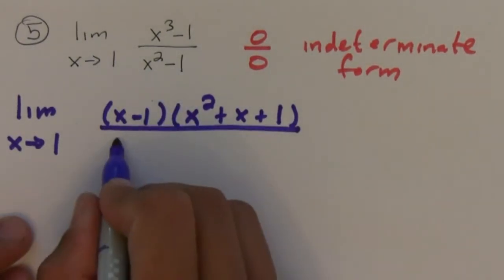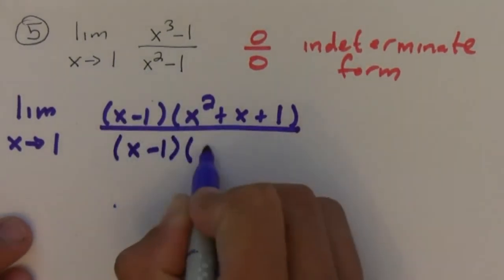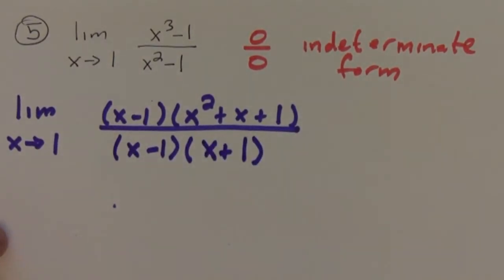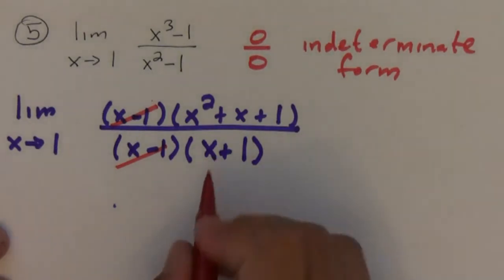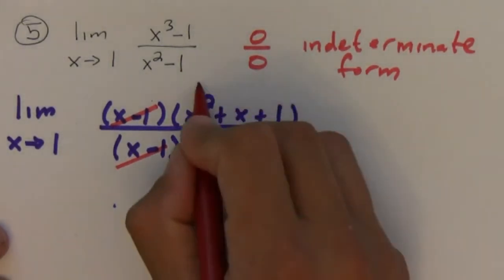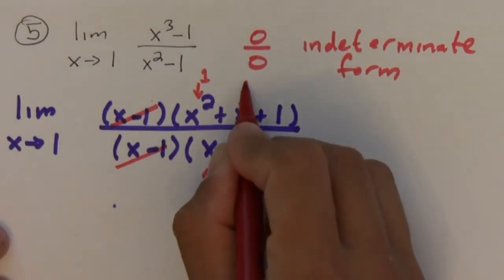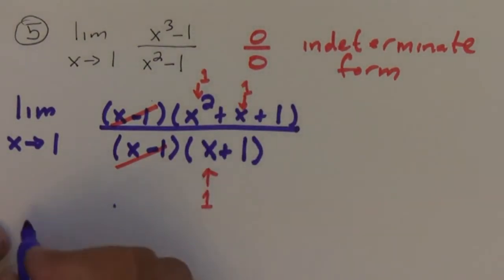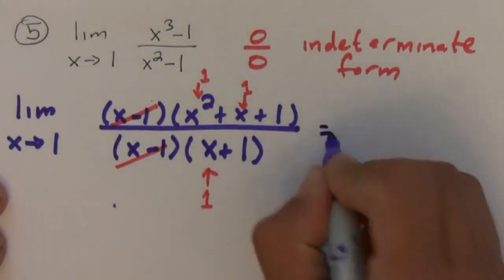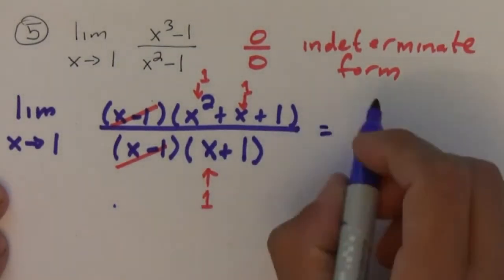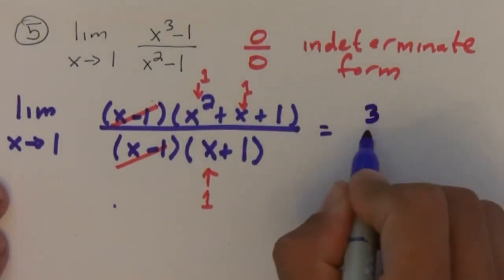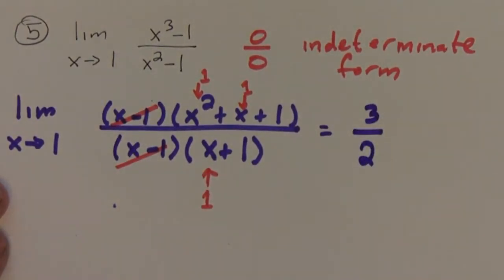And on the bottom I have a difference of squares, so this is simply x minus 1 times x plus 1. Okay, now notice that the x minus 1's can cancel, and now if I plug in 1, what I get is that the limit as x approaches 1 of this function, now that it's continuous, is equal to, on top I would have 3 over 2. That's it.